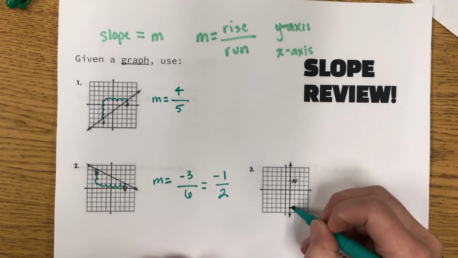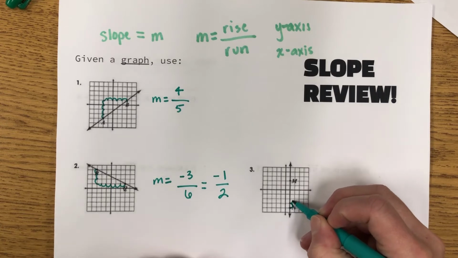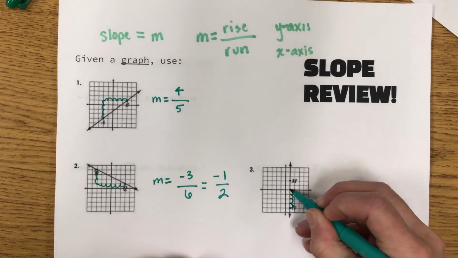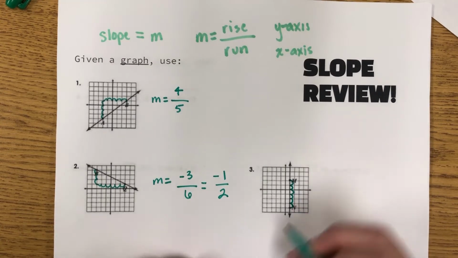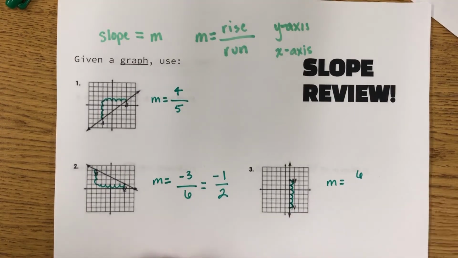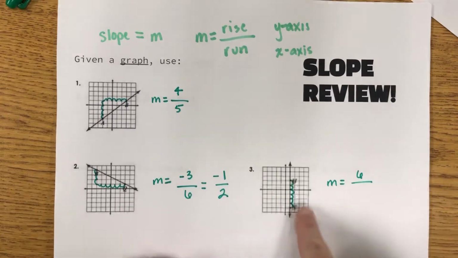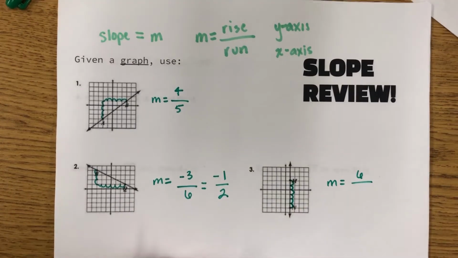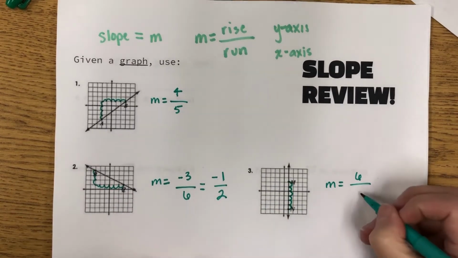Let's count the units from point N to point M. 1, 2, 3, 4, 5, 6. So our rise is 6. So m equals 6. Now, is there a run? Do we move any direction from left to right? No, we don't. There are no units, so it would be 0.